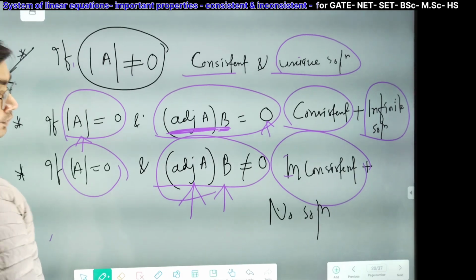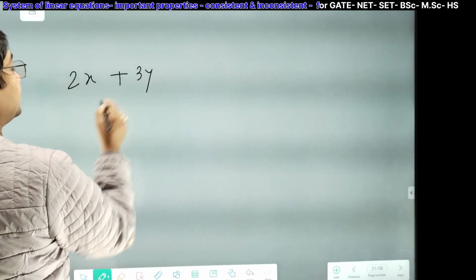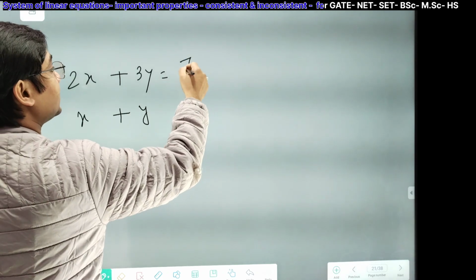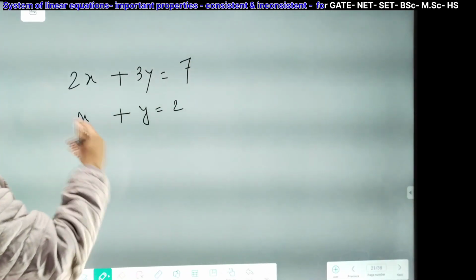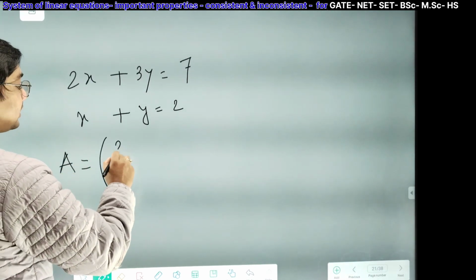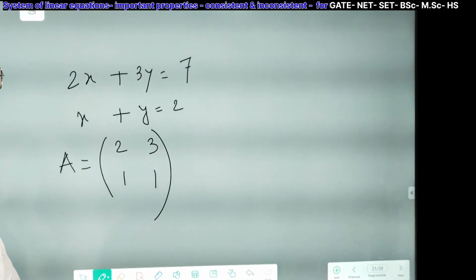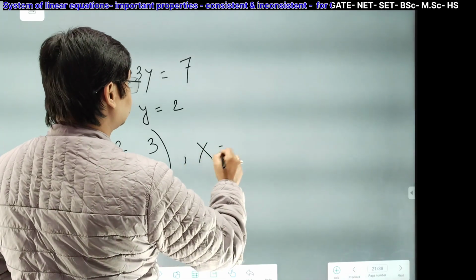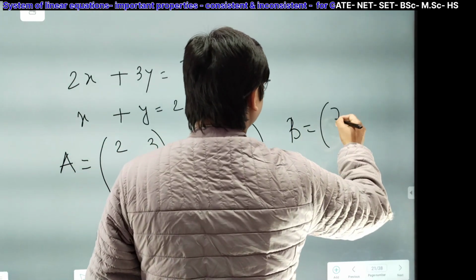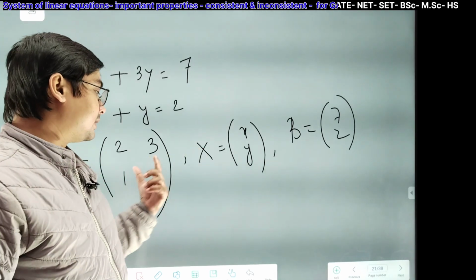So if I consider a system, suppose here you see 2x plus 3y equals 7, and x plus y equals 2. So suppose this is our system. So what will A be here? A will be the coefficient matrix, so you just take the coefficients of all these variables. And what will X be here? X will be x, y, and what will B be here? B will be 7, 2. So this is A, this is X, this is B.